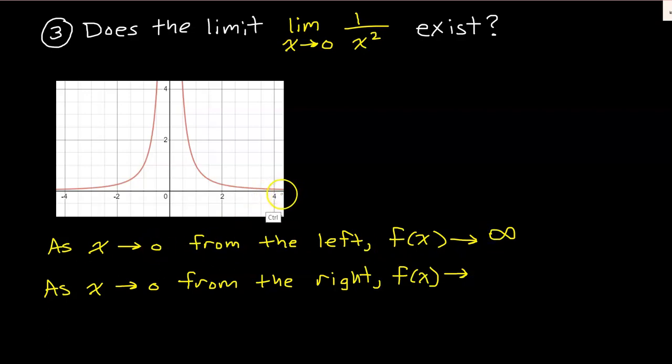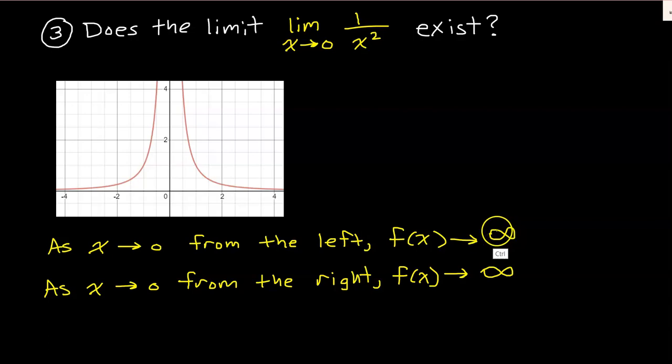How about as x approaches 0 from the right? Well, as we approach 0 from the right, the value of the function again goes up, up, up into the sky. Again, it's approaching positive infinity.